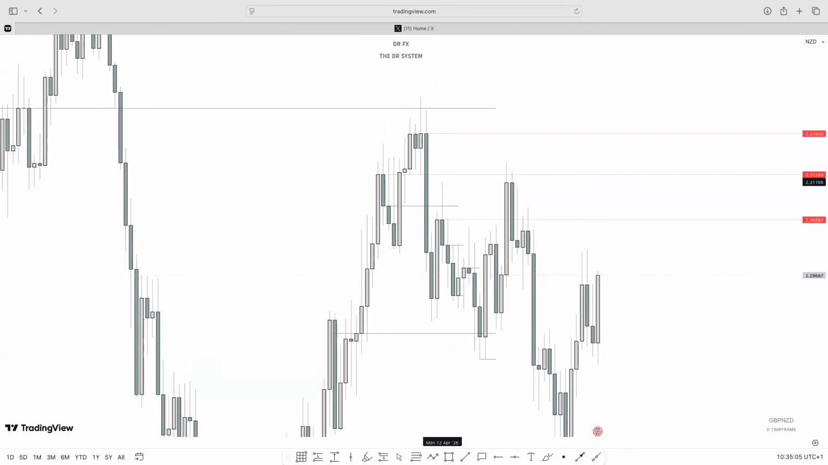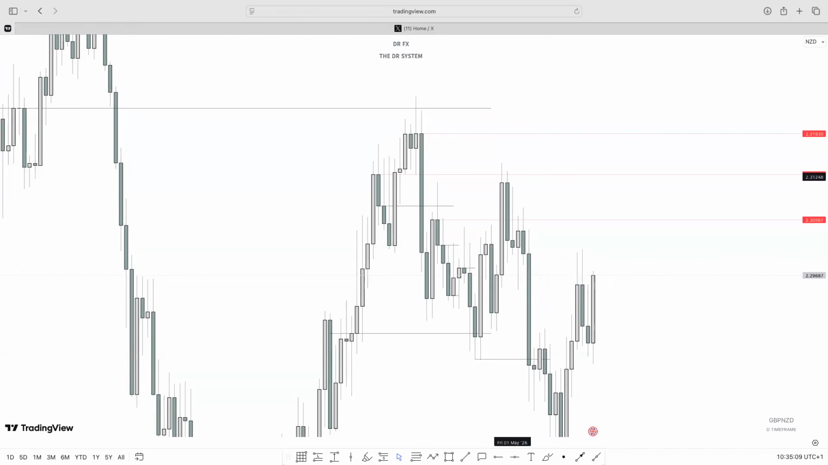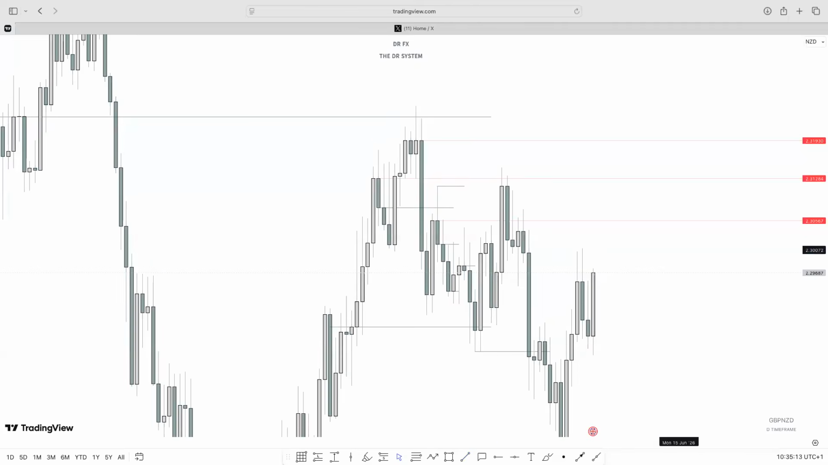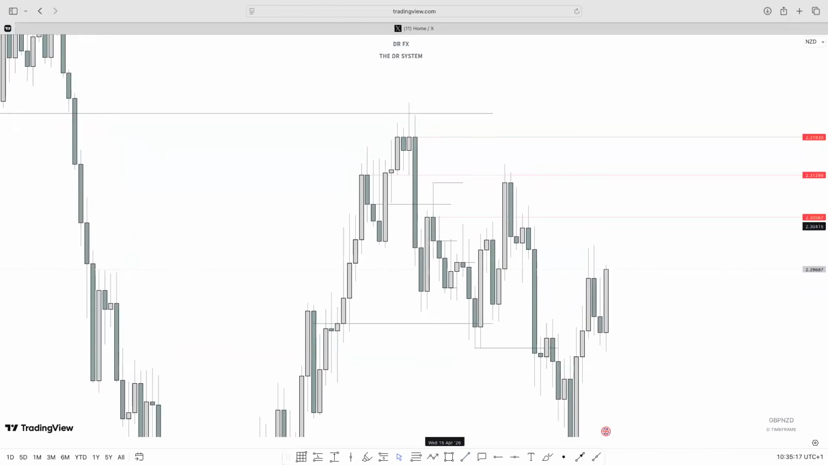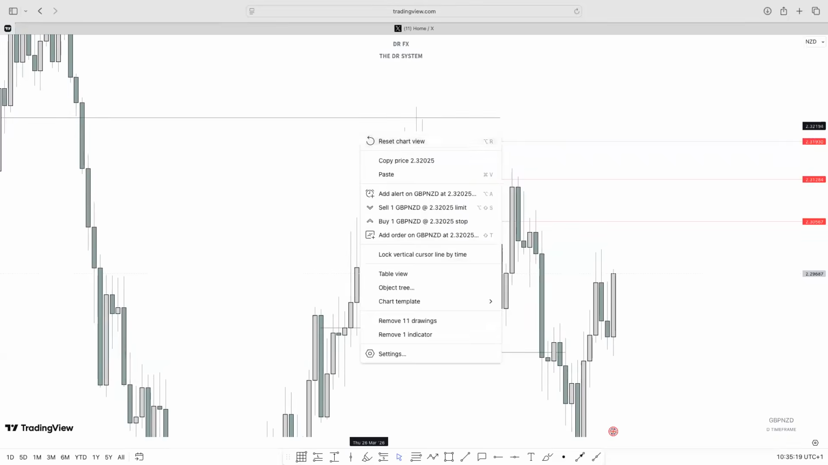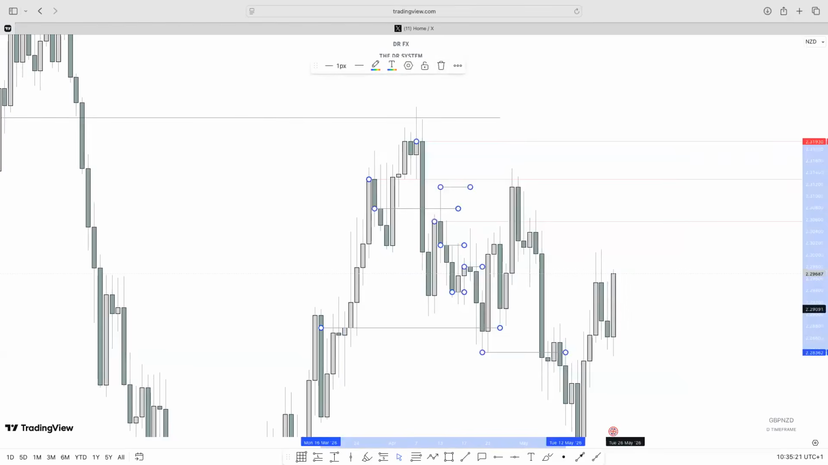This is now the internal liquidity, and this is now the external liquidity. And that's why the market targeted this low after taking out the internal obvious liquidity, right? That's the same thing I just explained. What I just explained is exactly what happened here. Let me draw it out for you guys again.